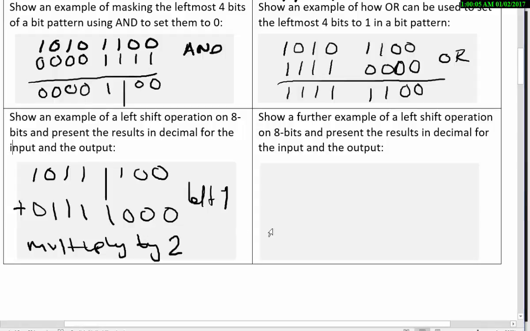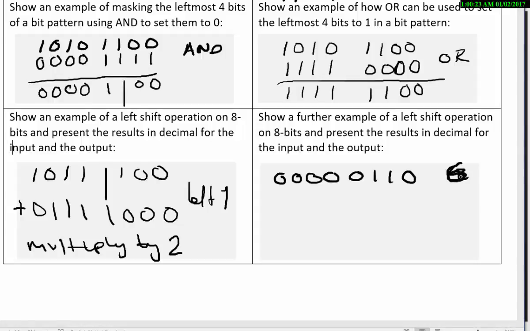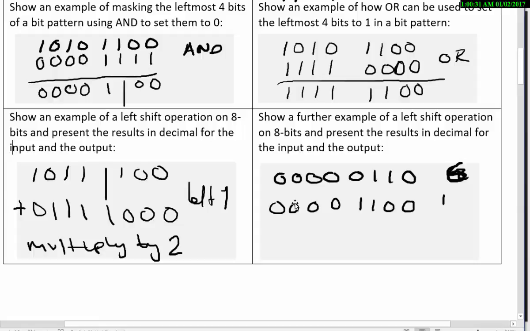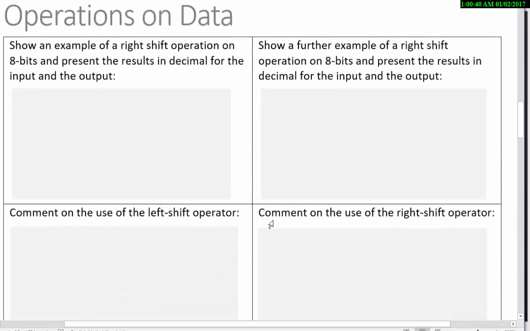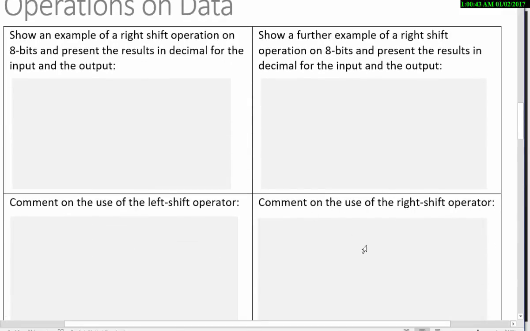So using 8 bits, I'll give myself a very, very simple 8 bits value here just to keep my life easy. So 1, 2, so that's 12. So 8 and 4. Or was that 4 and 2? Oh, that's 6, sorry, 6. So when you move them across, you get this. And that's 8 and 4, so that's 12. So it's multiplied by 2. Hopefully that makes sense. So that's showing an example of multiplying.